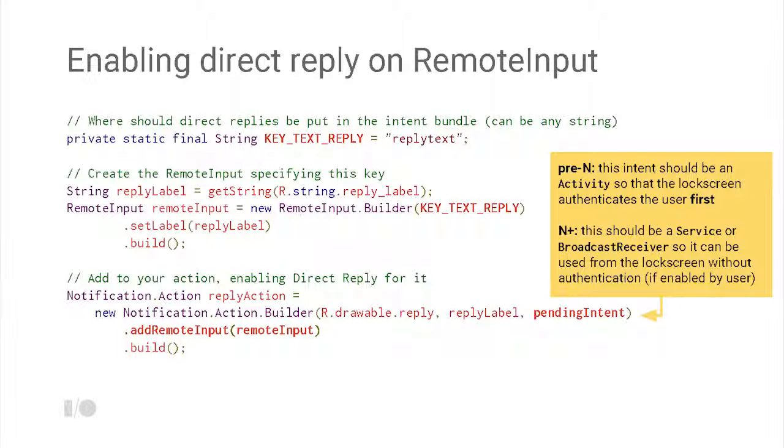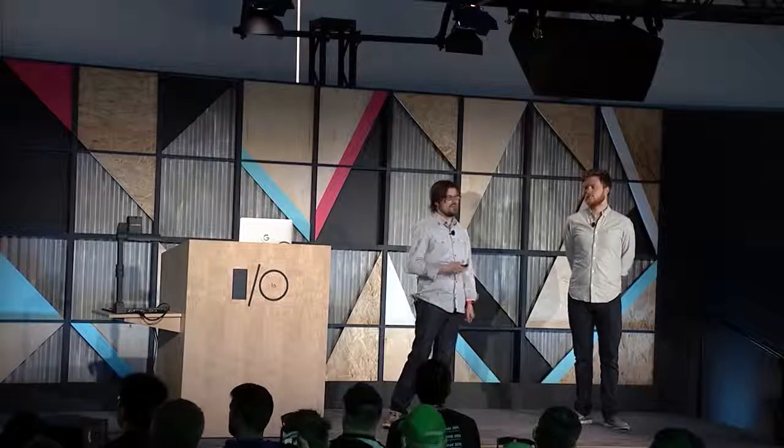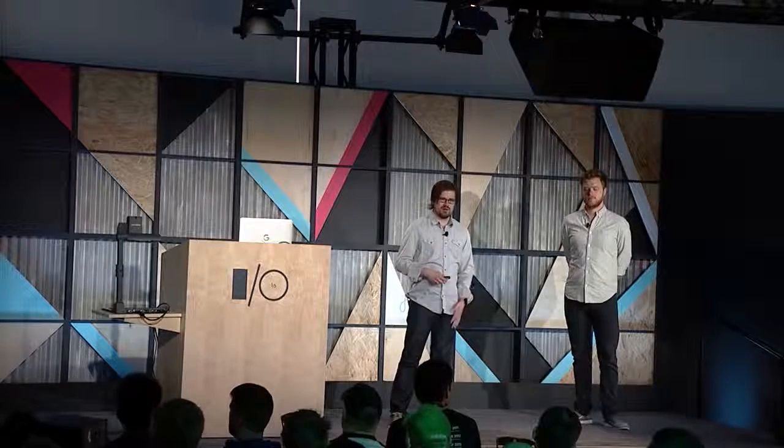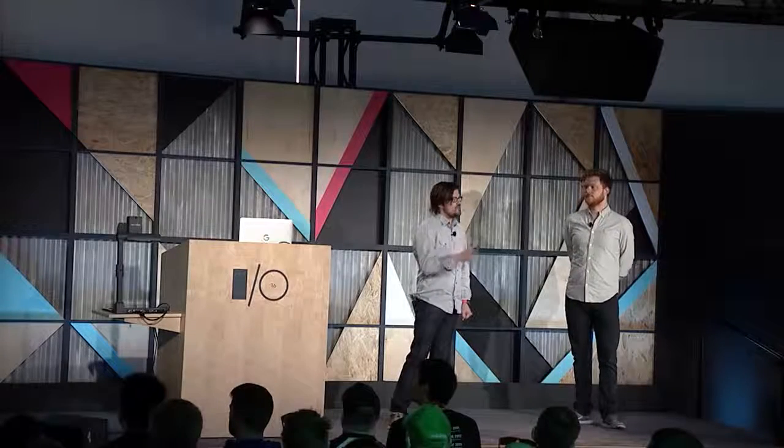Something I want to point your attention to, if you've already been using remote input, you probably have an activity there as the pending intent on the input. In N, for that action, it really needs to be a service or a broadcast receiver. And here's why. If you have an action with an activity intent on the lock screen, it's going to say, oh, the user wants to go somewhere when I click this thing, and it's going to pop up that authentication challenge. It's going to pop up the pin pad or the pattern or fingerprint or what have you. But for a remote input where you want the user to be able to just type straight away on the lock screen, make sure it goes to a background thing like a broadcast receiver or a service so that there's no authentication required.